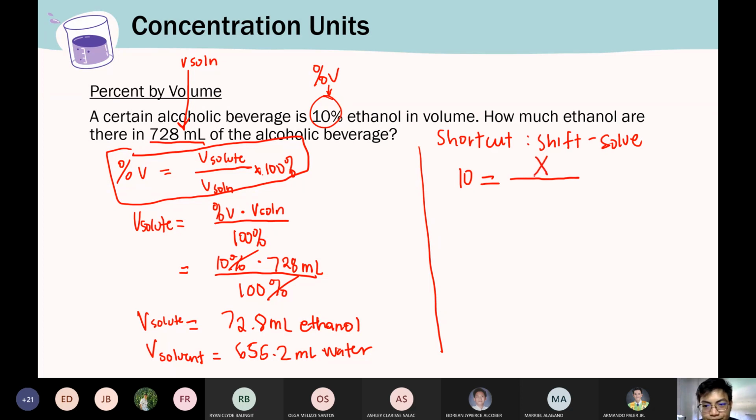Okay? For the volume of the solution, that's 728 ml. Times 100. Okay? Times 100. So, ganito mag-shift solve. Gawa kayo ng syntax in which this input is similar with how your equation is written. So, 10%, so 10 nasa left, equal sign, yung unknown, that will be x. Nasa baba, 728 kasi yun yung volume of the solution, times 100 kasi may 100 dun sa gilid.